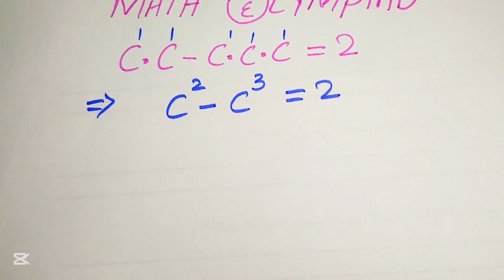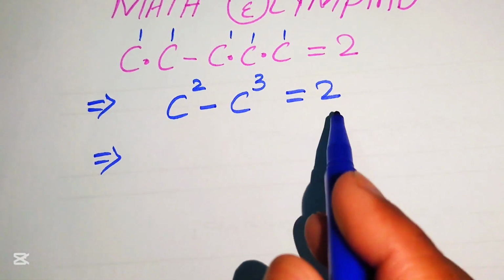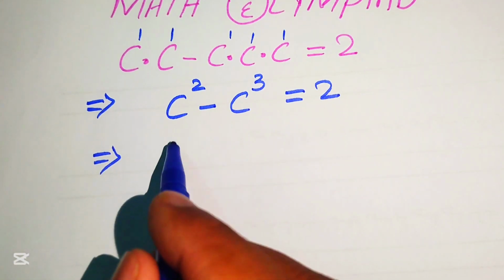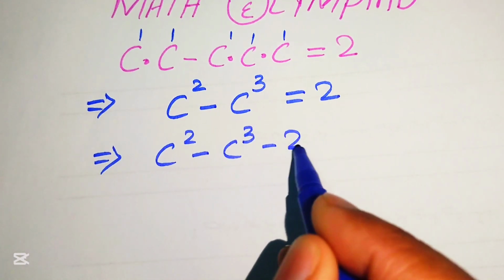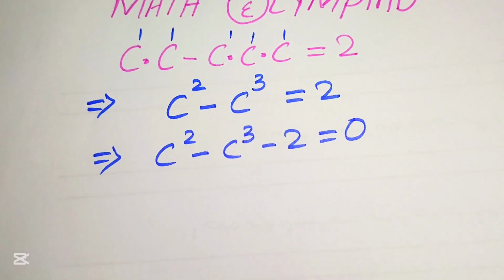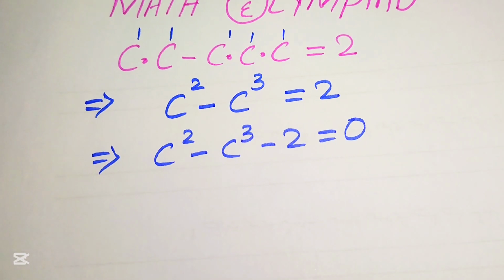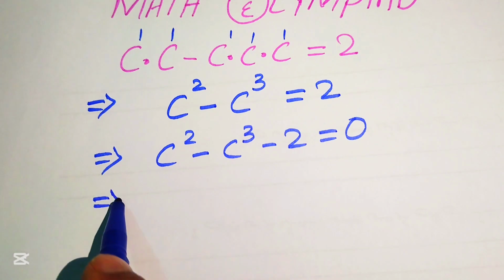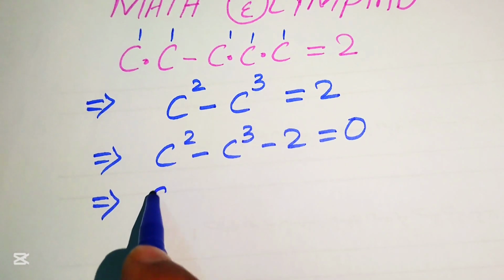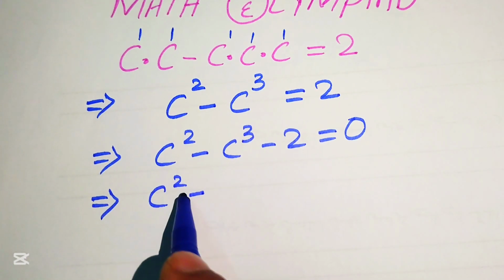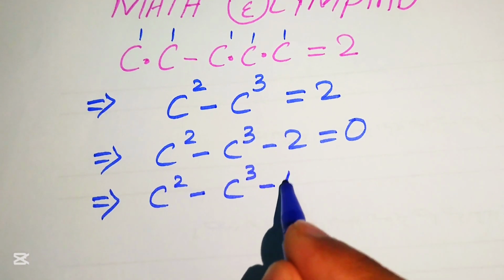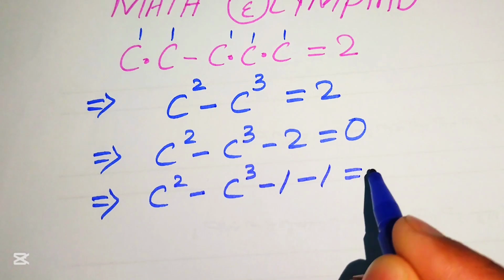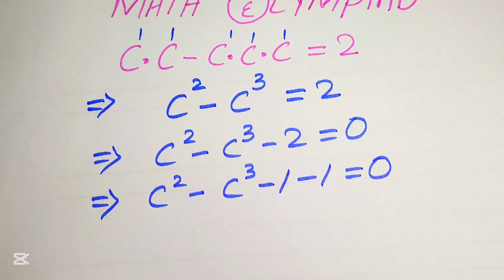And now in the next step we need to simplify the terms, and we move this 2 to the left hand side, and it will be written as c square minus c cubed minus 2 equals 0. So further in the next step we need more simplification, and now we break this minus 2, and it will be written as c square minus c cubed, this minus 2 we write as minus 1 minus 1, and this whole equals 0.